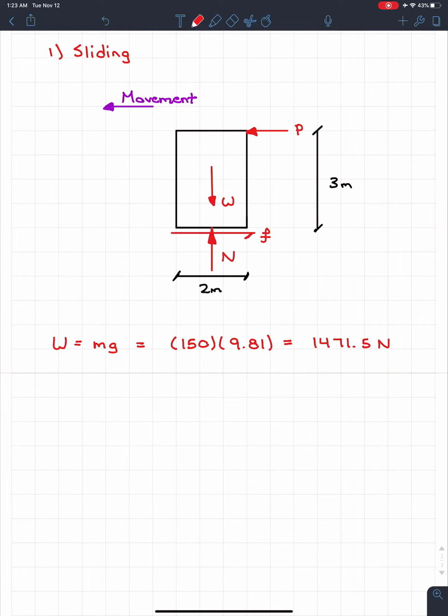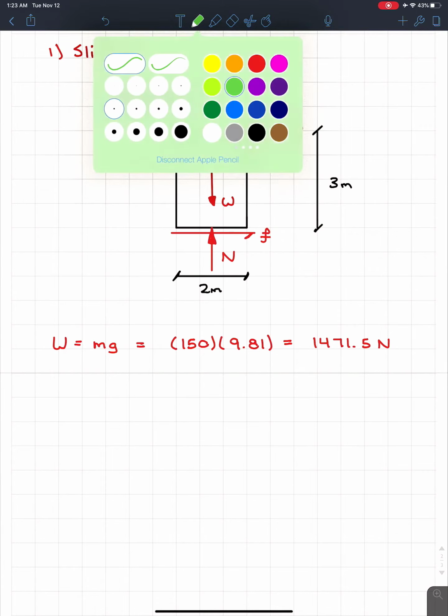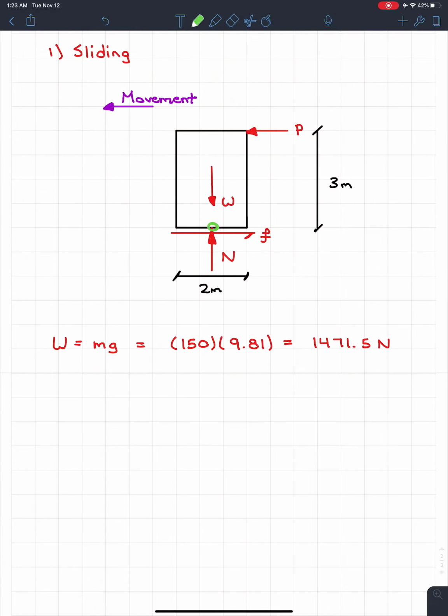For example, if I were to take the moment right now about this point right here at the bottom, where the normal force acts, where the friction acts, where the weight acts, what we'll see is that P is equal to 0. And well, we know P is not equal to 0, because this solution right now for sliding is for any case. P would be equal to 0 and we wouldn't have any movement. So we need to modify this to account for the fact that we want P to start moving.